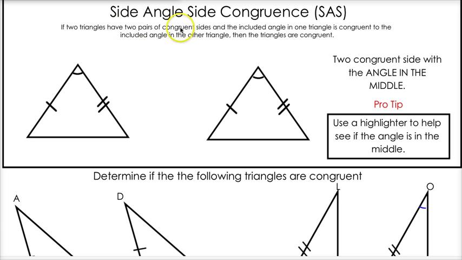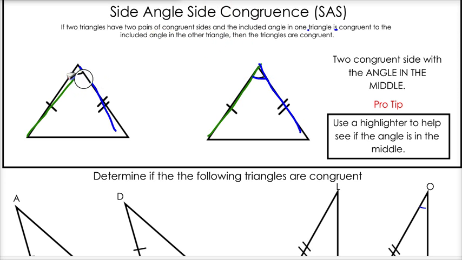If two triangles have two pairs of congruent sides, such as what we see here, where this side and this side are congruent, and this side and this side are congruent, and the included angle in one triangle is congruent to the included angle in the other triangle, which we see right here, then the triangles are congruent.